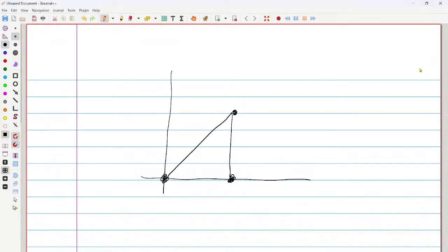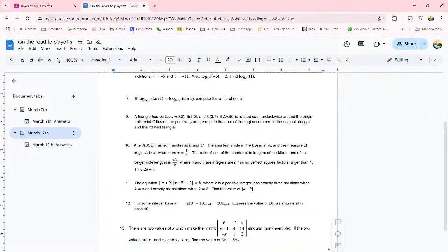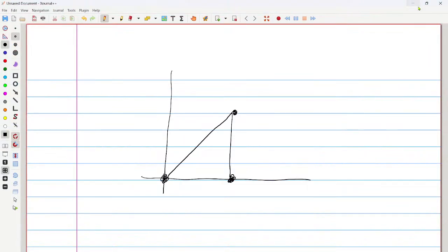Let me just look at the naming conventions here. A, B, and C. Okay. So we have A, B, and C. And so basically, we're going to rotate it to get a new triangle such that AC, which now I'll call C prime, lives on the y-axis.